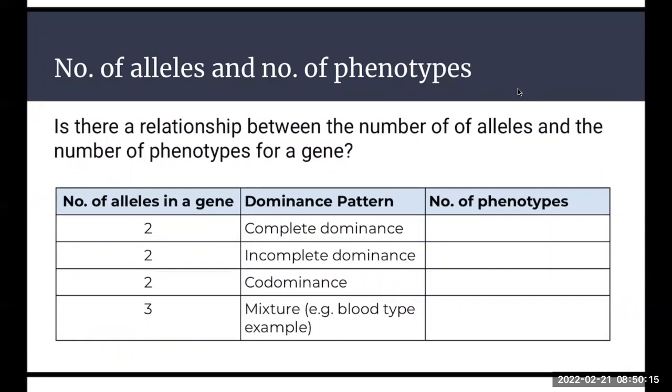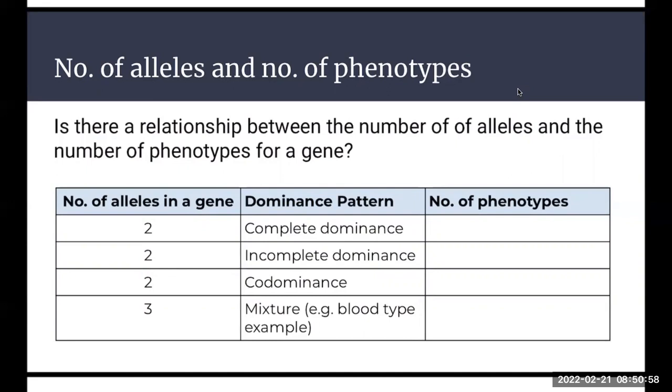Now, what I want you to do is have a think about how can you tell if a scenario or a situation is multiple allele controlled, or is it just two alleles? And the easiest way would be to think about the number of alleles and the number of phenotypes available for a gene. So based on the number of possible phenotypes, you can actually tell if this gene is just a simple two allele scenario, or is it a multiple allele scenario.